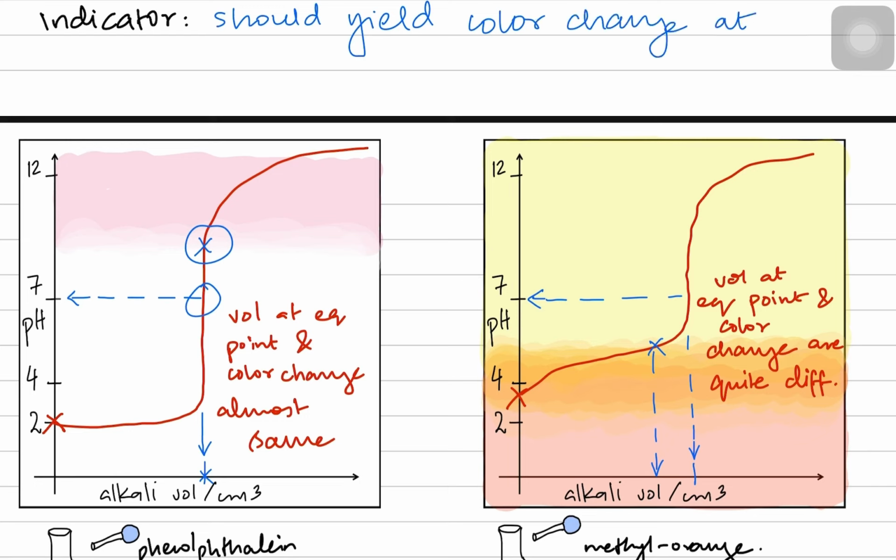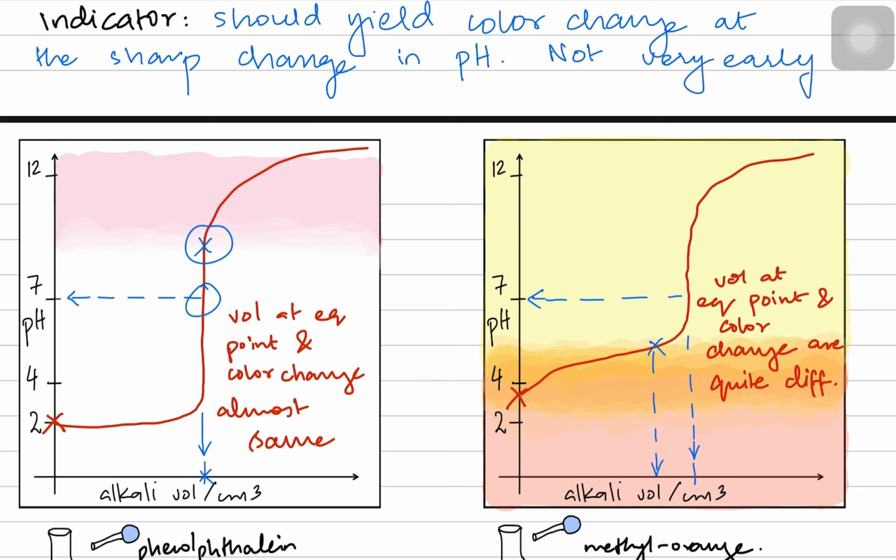For an indicator, the color change should happen at the sharp change of pH. For a good indicator, the sharp change should have the color change. It should not be very early or very late. For example, in HCl and phenolphthalein, it was really cool. So phenolphthalein was a good indicator with strong acid, so it was a good boy. But methyl orange was not so good because it was not giving me the color change at the sharp change of pH. So we will talk more about it through past paper questions in the next video. Stay tuned guys. Thanks.